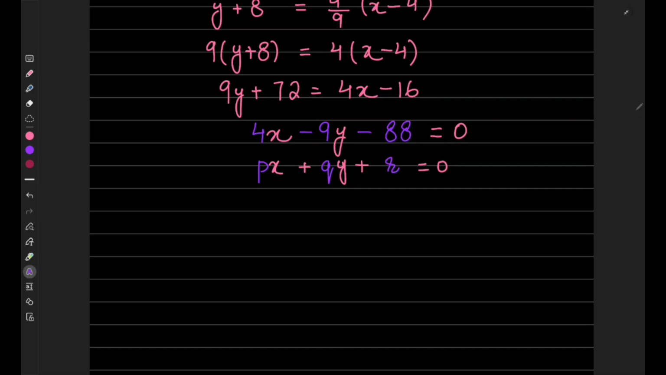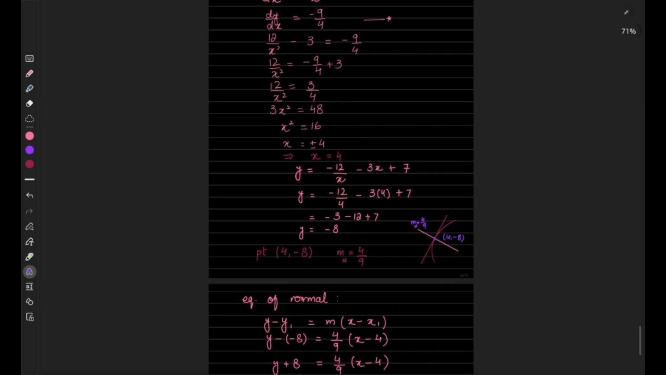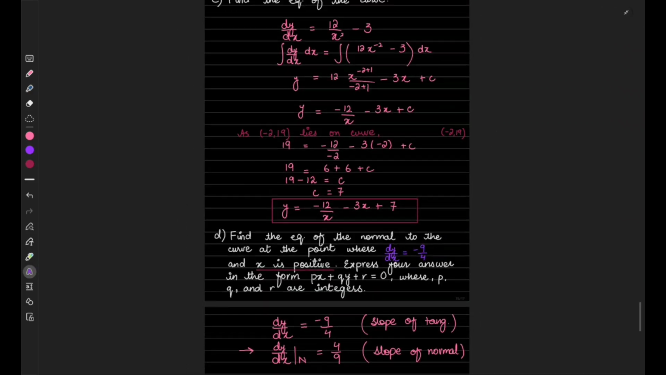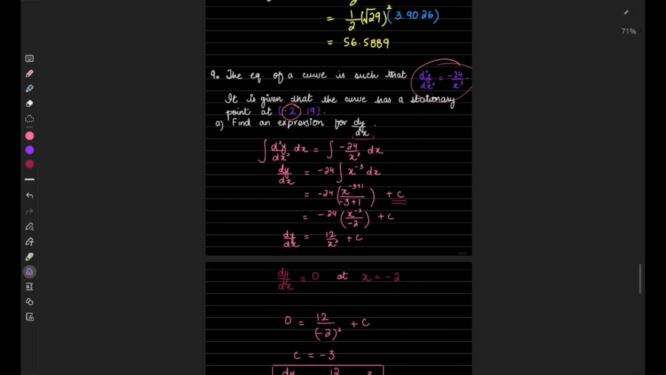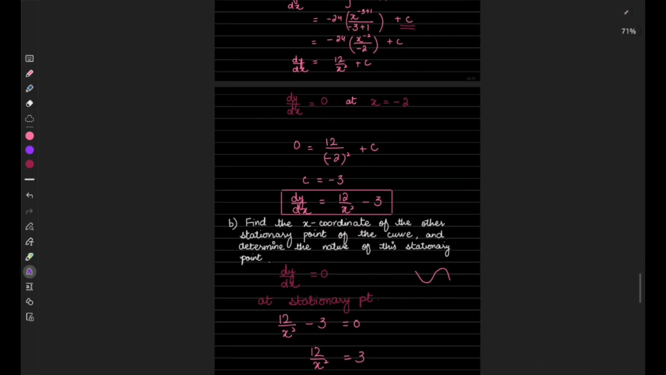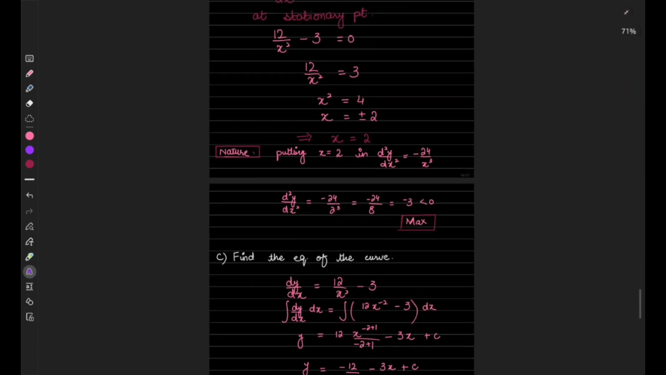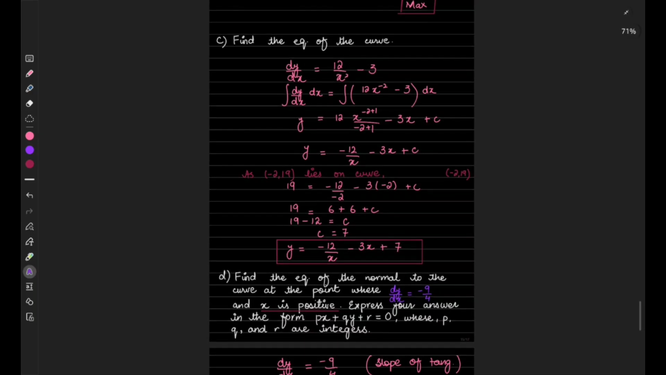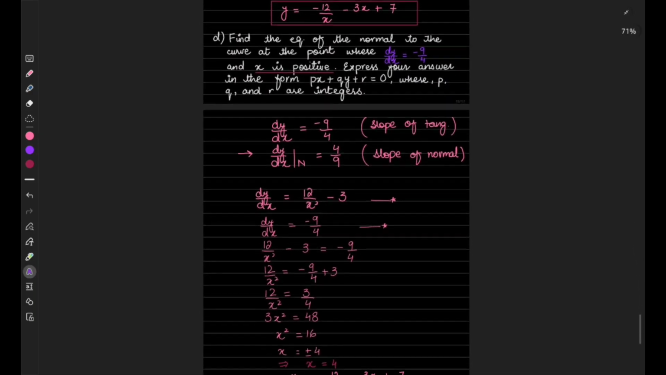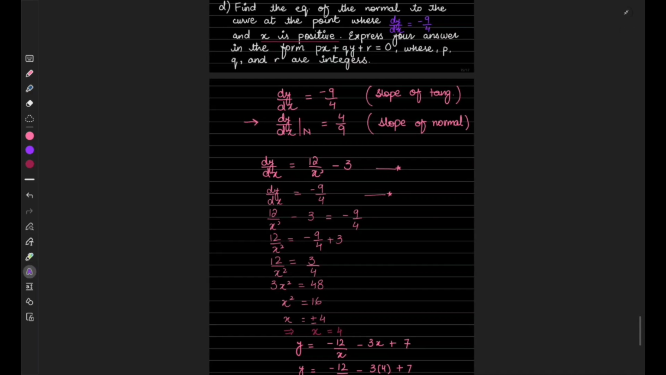So that's all about your question number 9, where we dealt with the second derivative, found first the first derivative, then found the other coordinate of the stationary point, and then found the equation of the curve, and lastly found the normal at some point where the derivative was given. So this is all about your question number 9.